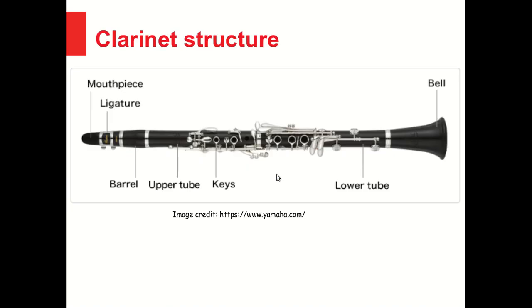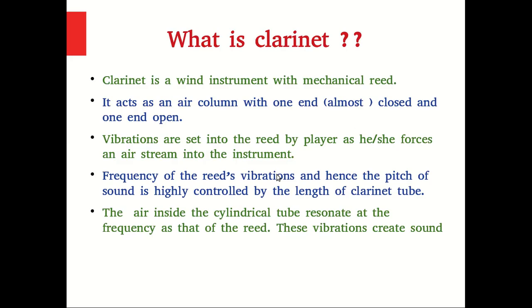The frequency of the reed's vibration, and hence the pitch of the sound, is controlled by the length of the clarinet tube. As with the flute, here also the frequency of the reed's vibrations, and hence the frequency of sound, is controlled by the open holes present along the length of the clarinet tube. A player can open or close the appropriate hole to get the appropriate length of the tube and hence achieve the desired frequency of that music.